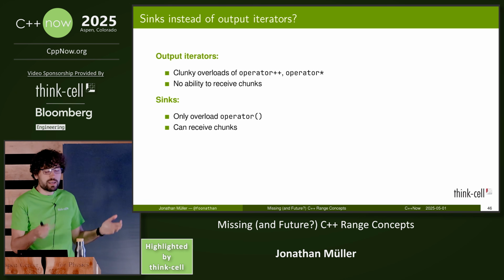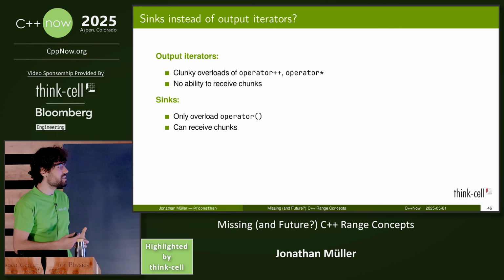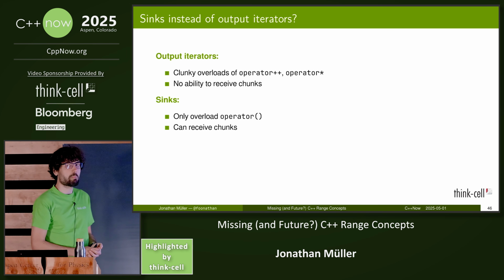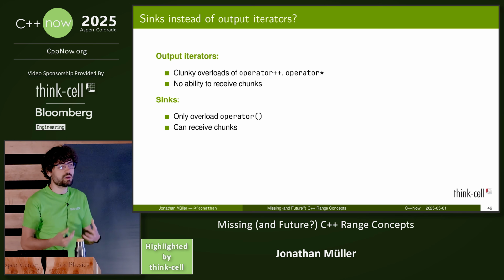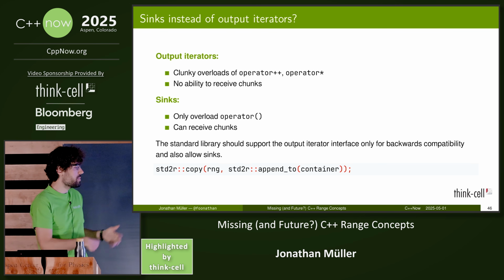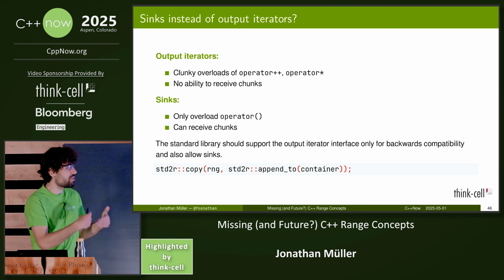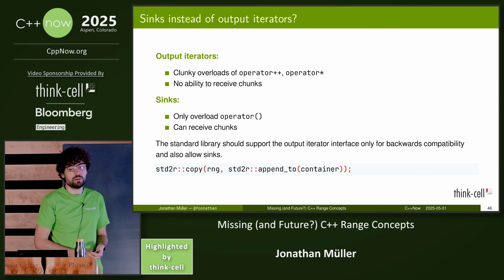Output iterators are kind of clunky, where you have to implement operator++ and operator*, and they don't have any ability to receive chunks, only one element at a time. Whereas if you use a sink, you only need to overload the call operator, and then you can potentially handle arbitrary chunks, right? And so the standard library in the future should support the output iterator interface only as a fallback, but crucially it should allow sinks.